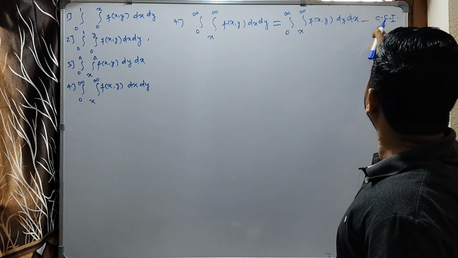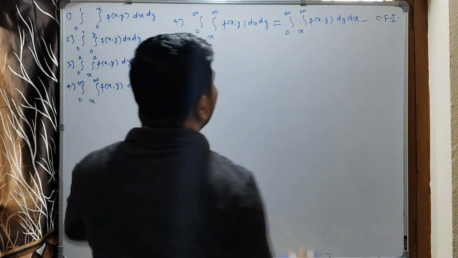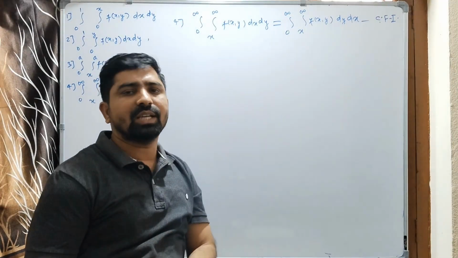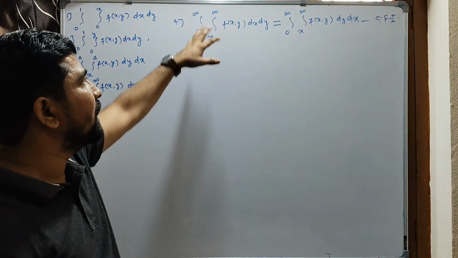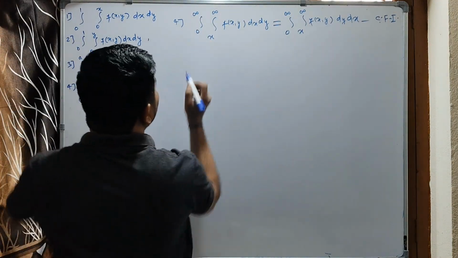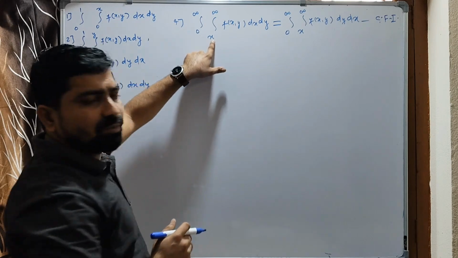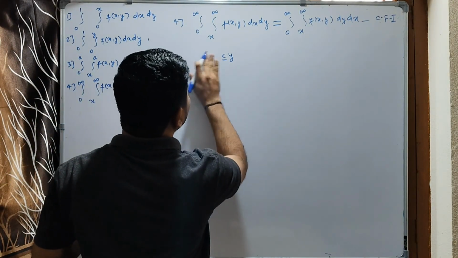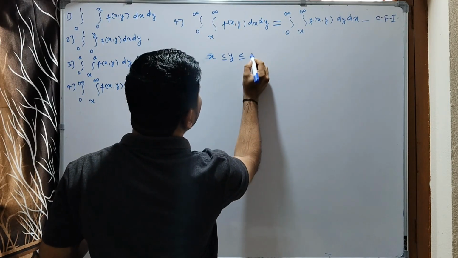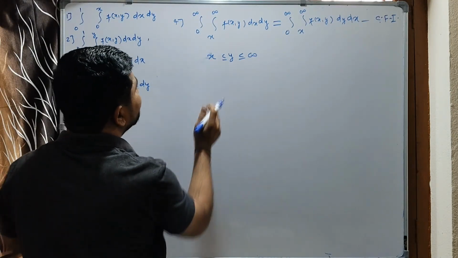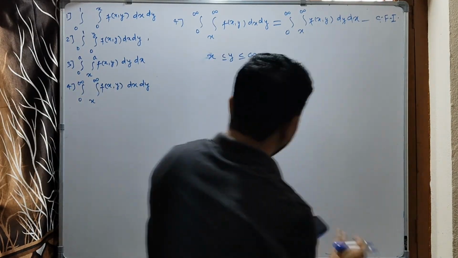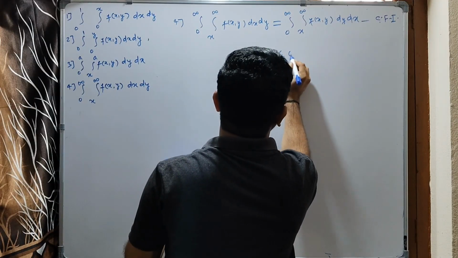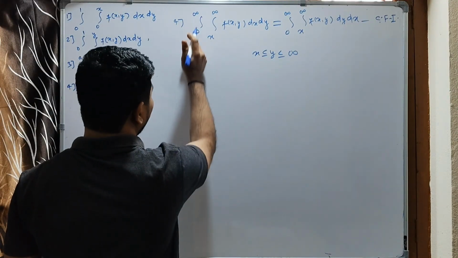The correct form of integration is the integral from 0 to infinity, x to infinity, of f of x comma y dy dx, because the inner limit is in terms of x variable. Now I will draw the region with the help of these limits. Here y goes from x to infinity, so y belongs to this interval: x is less than or equal to y, which is less than or equal to infinity. If this is the value of y, that must be the value of x.